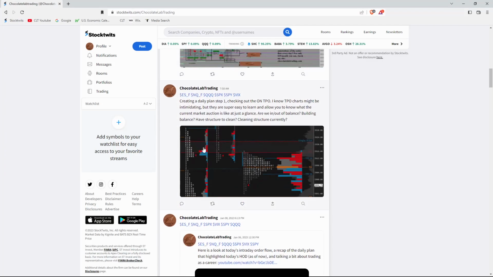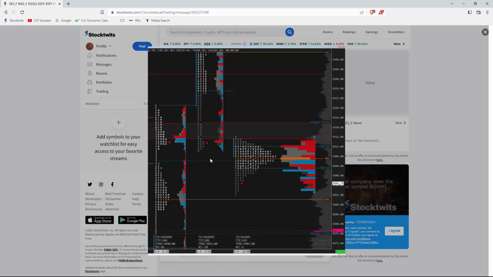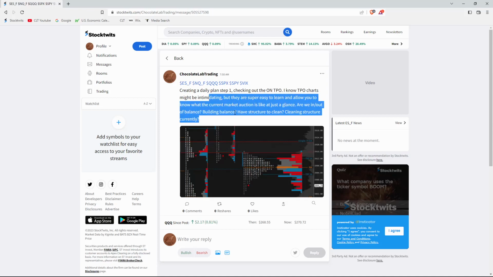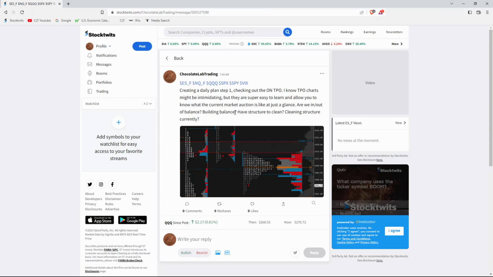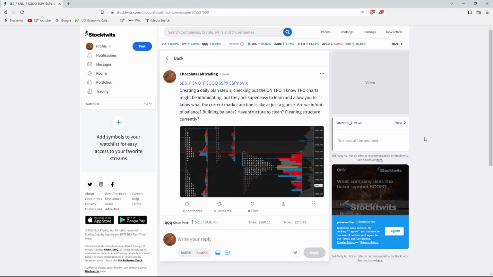So as every morning, I start with my TPO chart. I look at what the overnight session did, and I've listed over here: are we building balance? Are we trading in balance out of it? The TPO charts, if you're unfamiliar with them, I know they look intimidating because of all the letters, but they're super easy to learn. They just give us context of what's going on in the current market auction, essentially.